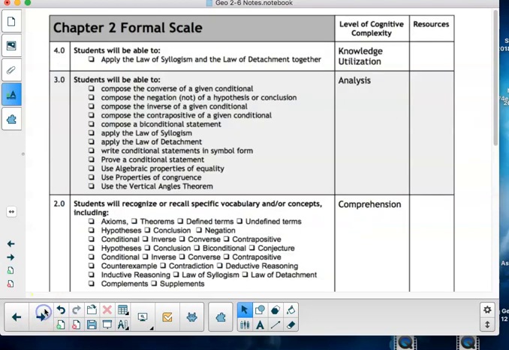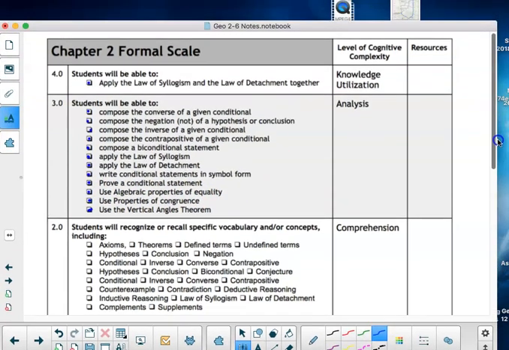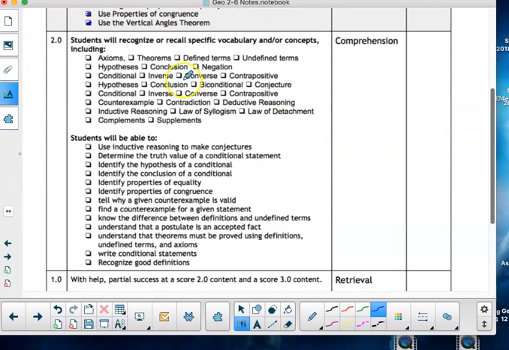Now, keep in mind, we should have everything marked off now. I've got apply the law of syllogism and detachment; converses of a given conditional, converse and negation; compose the inverse of a given conditional; compose the contrapositive of a given conditional; compose biconditional statements; apply the law of syllogism and the law of detachment; write conditional statements in symbol form; prove conditional statements; use algebraic properties of equality; use properties of congruence; use the vertical angle theorem. All those were in this section. If I slide that down, look at all this stuff. This is now all checked off.